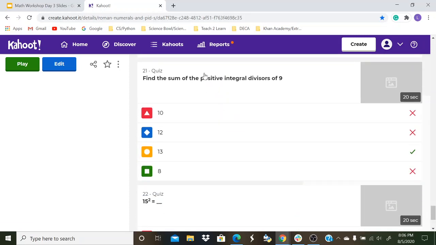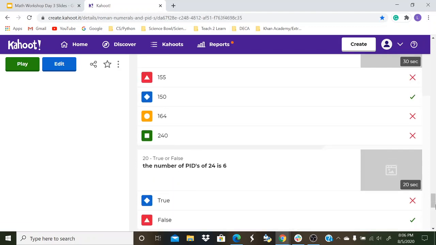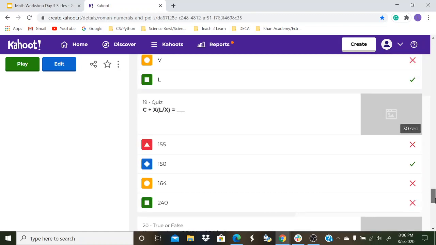And then for 21, the sum of the PIDs of 9. This number is pretty small, and you know that PIDs are all the numbers that can be divided evenly by 9, and you know that that's 1, 3, and 9, that's it. And then it's wanting the sum, so you just add 1, 3, and 9, and you get 13. So that's a quicker way of doing it, but you could also do the original normal method.